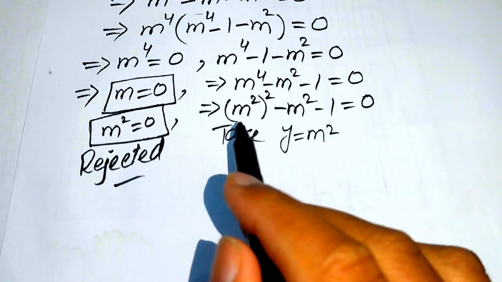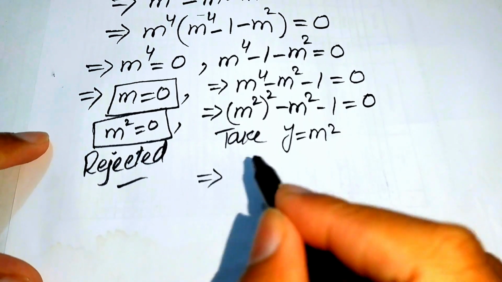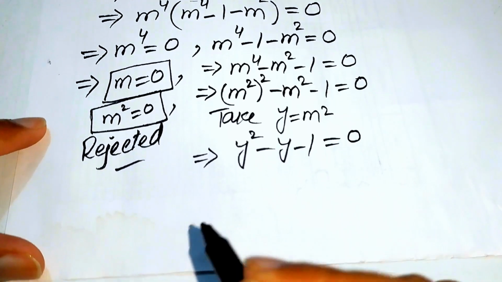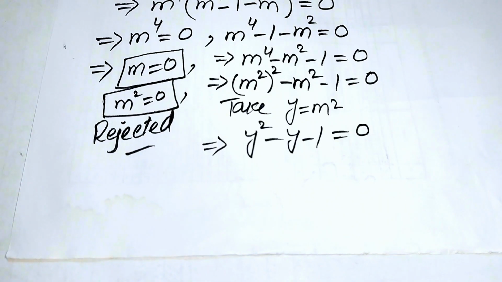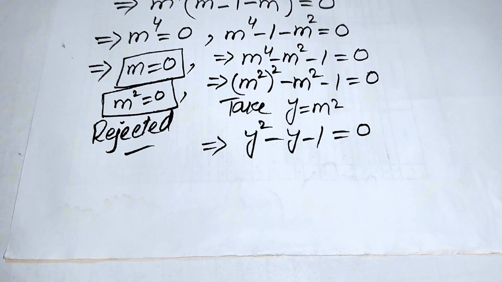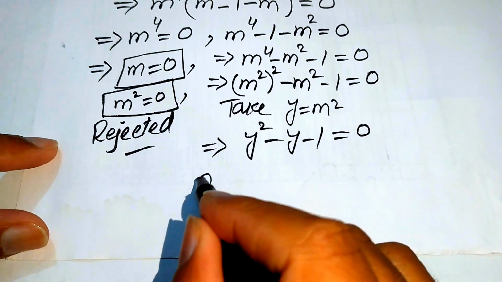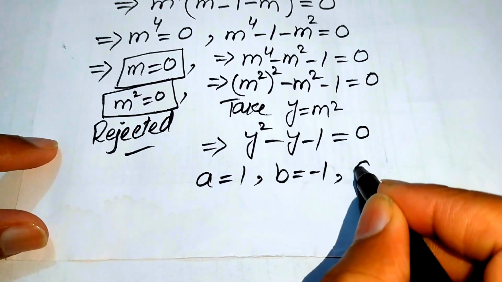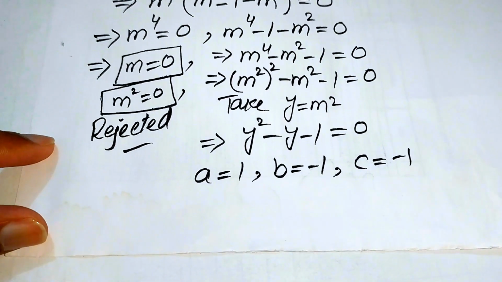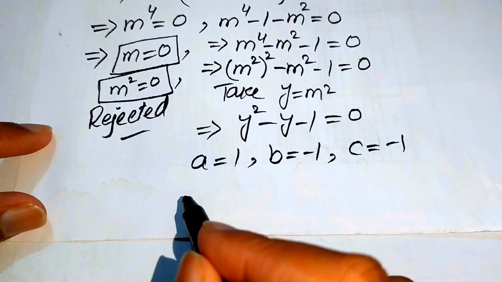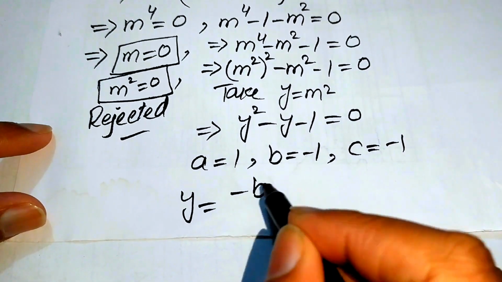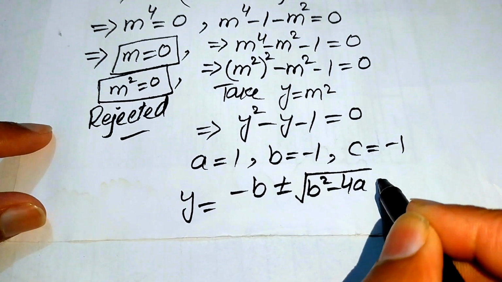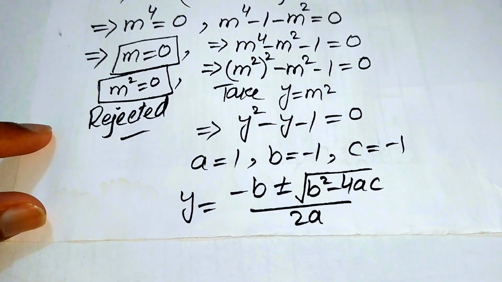When we substitute m squared equals y in this equation, it is written as y squared minus y minus 1 equals 0. So this becomes a quadratic in standard form, so we use the quadratic formula. In order to use it we need the coefficients of this equation: a equals 1, b equals minus 1, and c equals minus 1. So the quadratic formula is y equals minus b plus or minus the square root of b squared minus 4ac, divided by 2a.